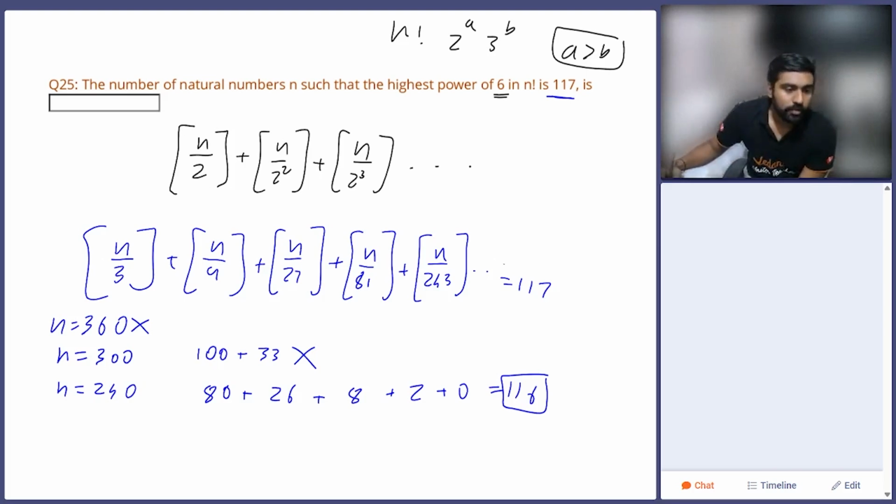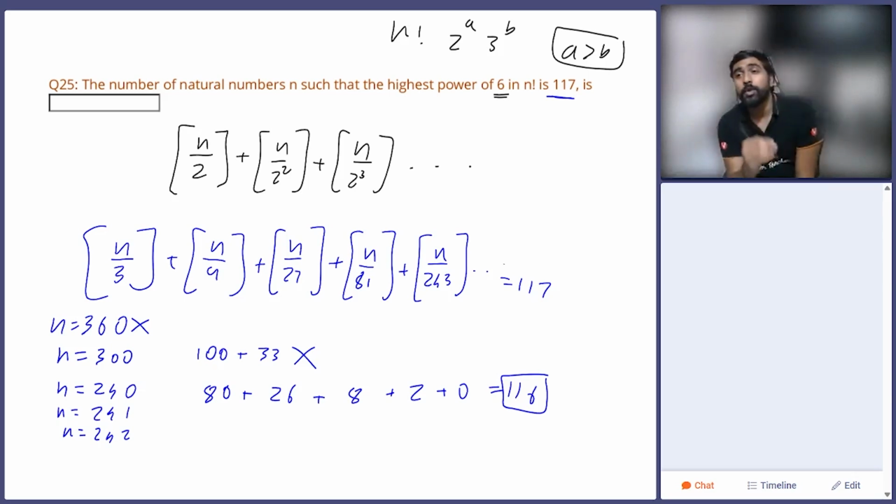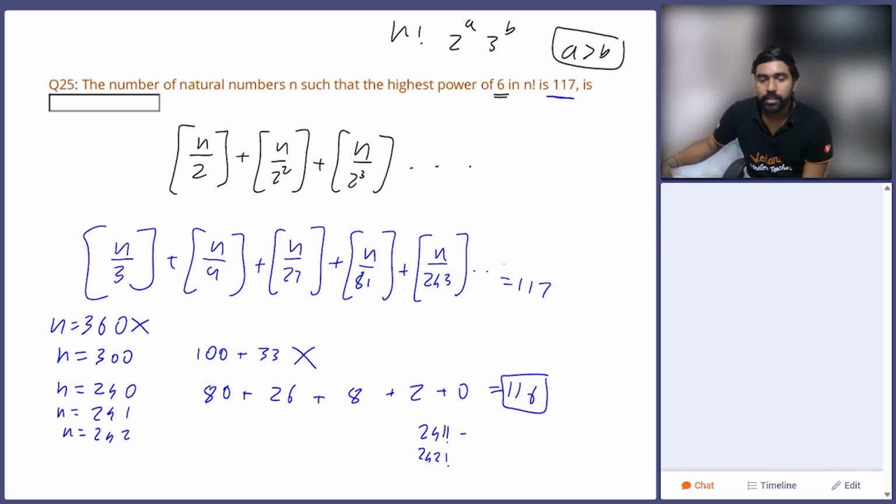Now see, in all of the cases, next terms when you think about this, I have 241, 242. Both of these terms, let me tell you, there will be no extra 3 created. Are you able to understand? Because in 241 factorial and 242 factorial, there is no extra 3 created. So it is 3 power 116 only, there is no change.